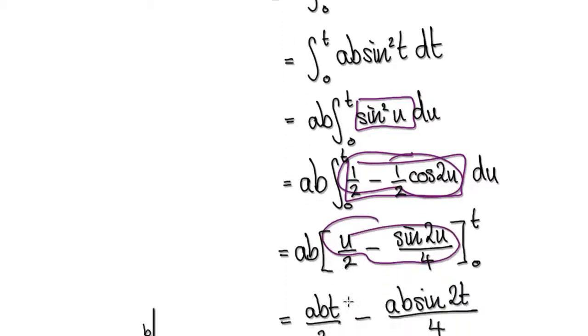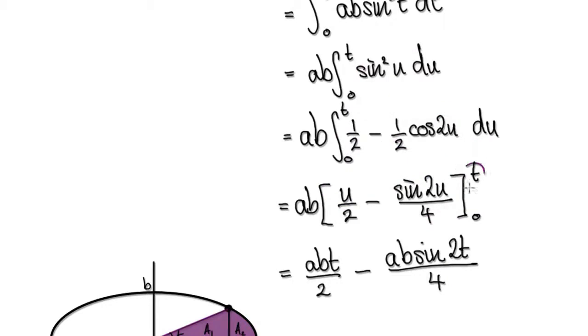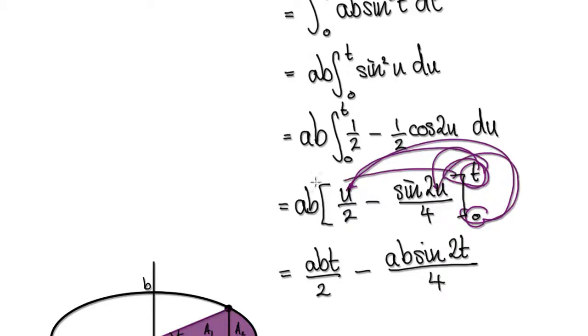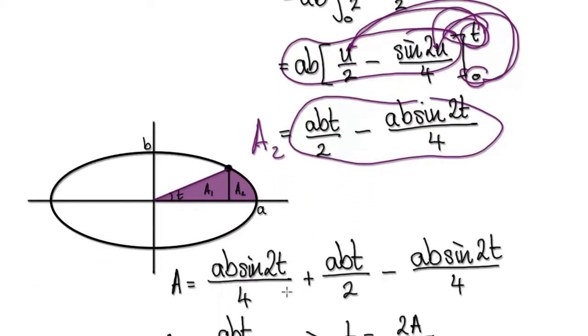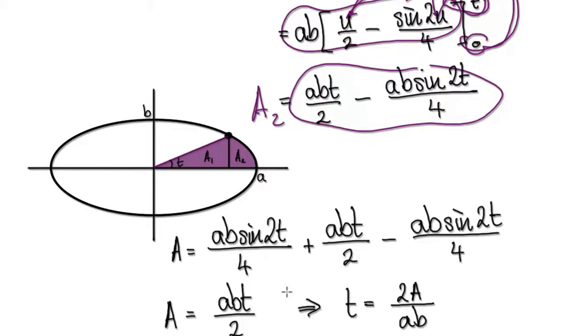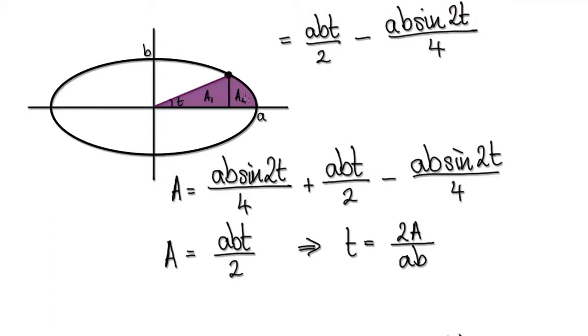So now we can put t into here, put t into here, and then take away, put 0 into here, put 0 into here. This whole thing here will then become this. So this is A2. So A2 is given by this, and earlier A1 was given by this.